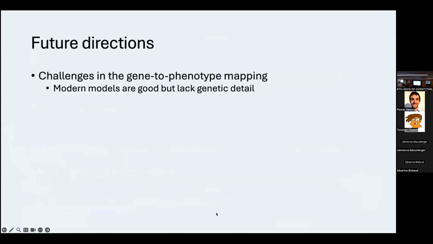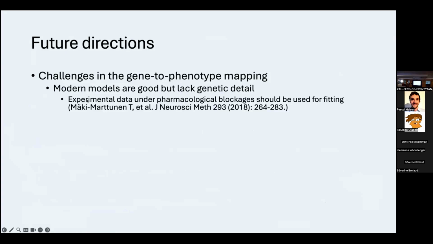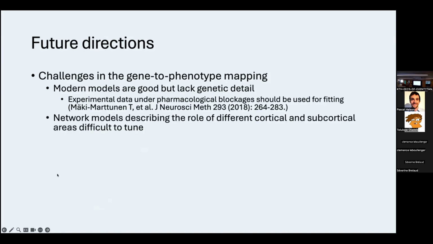So I'd like to finish with what we believe to be the future challenges and opportunities. The modern models are good, but they lack genetic detail. There are many different RNA encoding genes, especially for potassium channels, but also other channels. Experimental data should be used under pharmacological blockages and maybe even genetic manipulations to get better and better models.